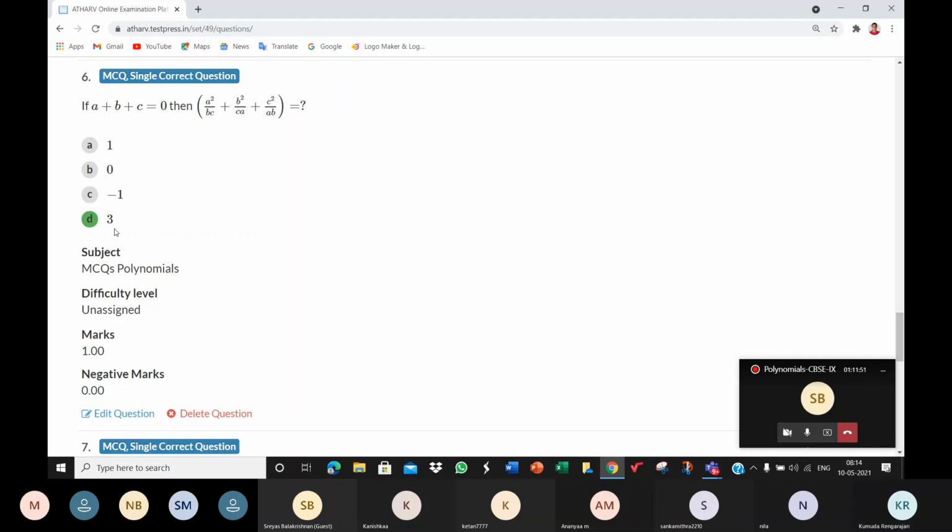Once you take up the common denominator, the rest will follow. You just have to get started correctly. Once you start off correctly, one step will lead to the next, and you will get the correct answer. So the start is just taking the LCM. ABC is the LCM, not a squared, b squared, c squared.